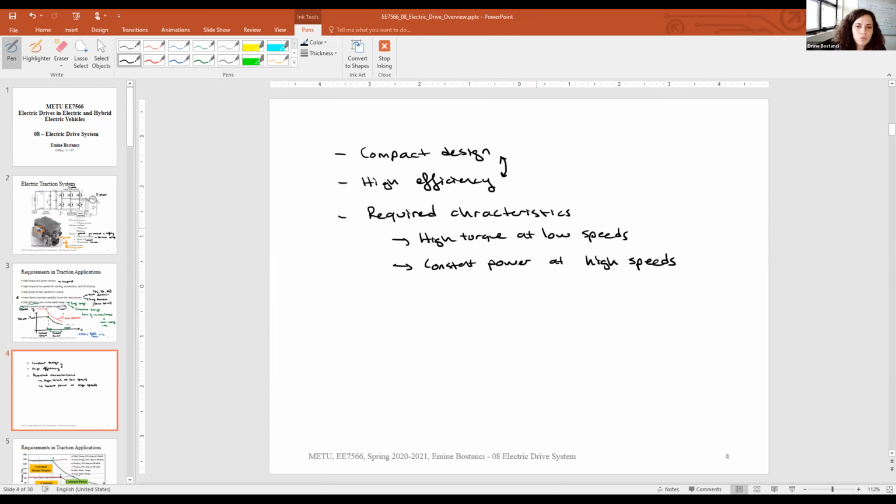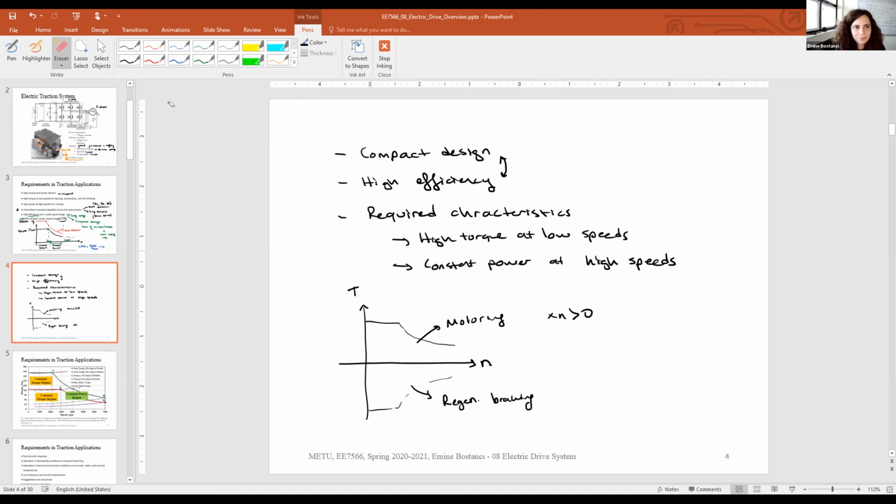So here it is going to be the motoring, where the torque times speed is positive. And here it is going to be the regenerative braking mode. And here torque times speed is going to be less than 0 for a positive speed. Why do I use N for the speed? Actually, I shouldn't use N for the speed. It is not good in terms of SI units.